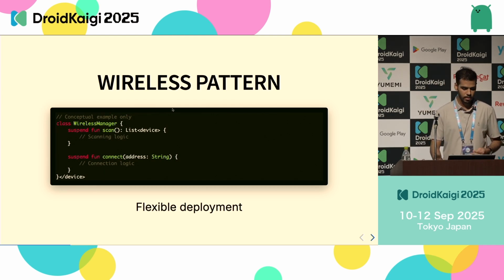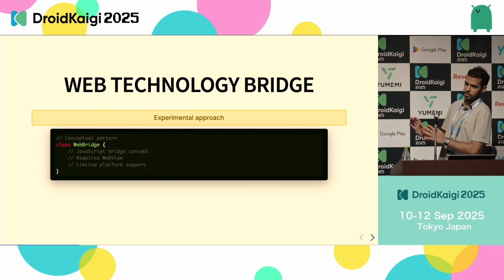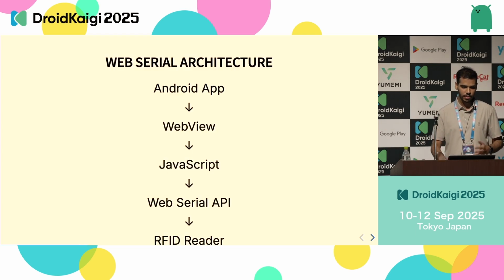Now the next one, I was talking about 3 categories. The next is the hybrid approach. We'll be looking at a web serial connection. So we'll be coming to this in a bit, but let me first tell you all what is a web serial API.